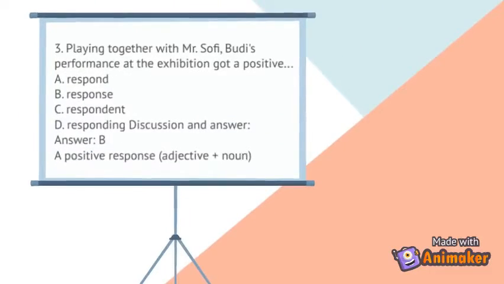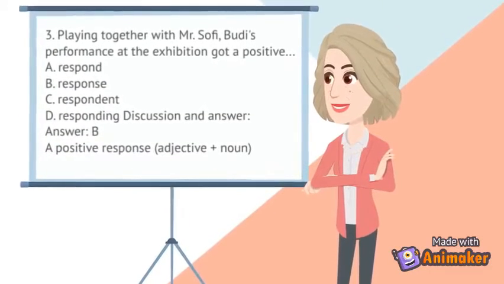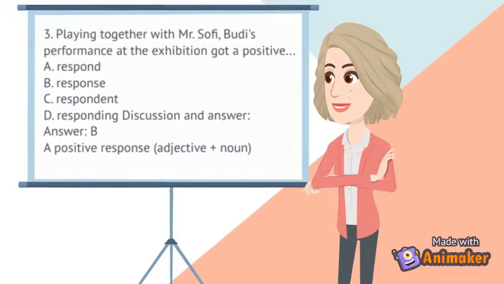On the third example, Putri is playing together with Mr. Sophie. Putri's performance at the exhibition got a positive blank. A. Respond. B. Response. C. Respondent. D. Responding. Discussion and answer. Answer is B. A positive response. Adjective plus noun.